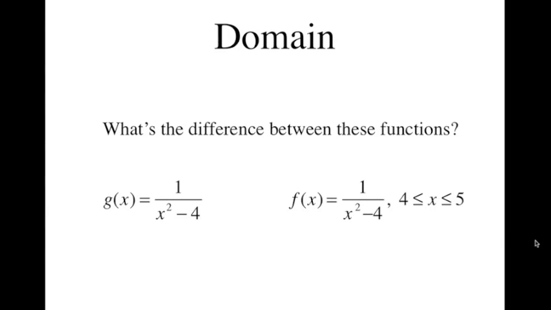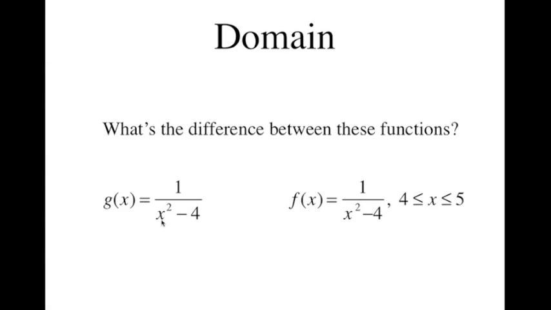Moving on, let's look at some examples of domain. So we've got two different functions here. We've got g of x and f of x. Both look very, very similar, but there is a difference between the two. The domain for g of x is going to be x such that x does not equal 2 or negative 2. Now, why would I say that it doesn't equal 2 or negative 2?